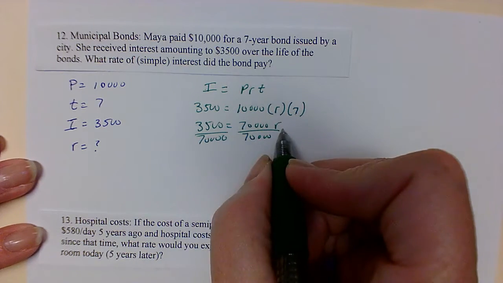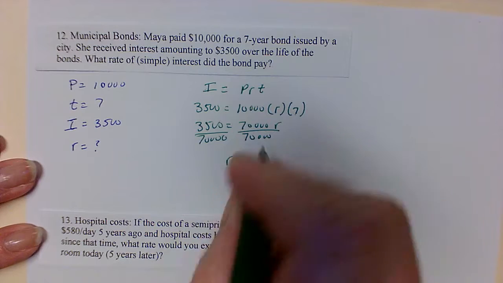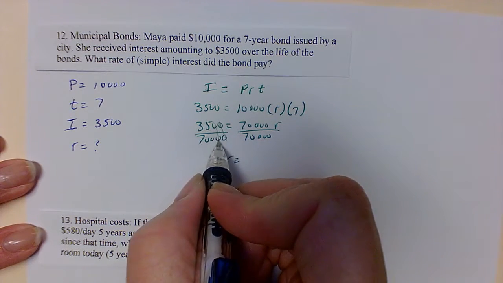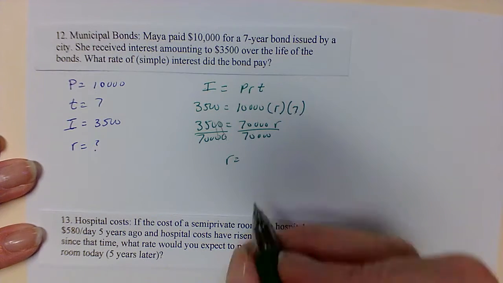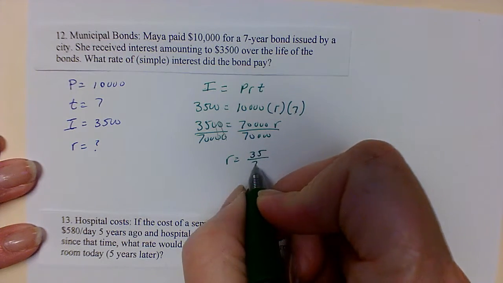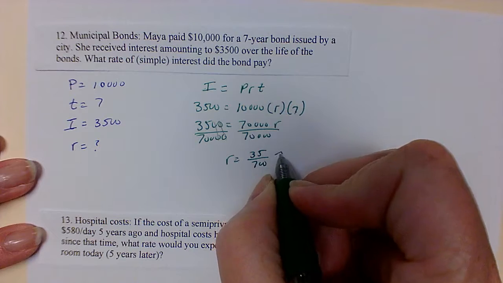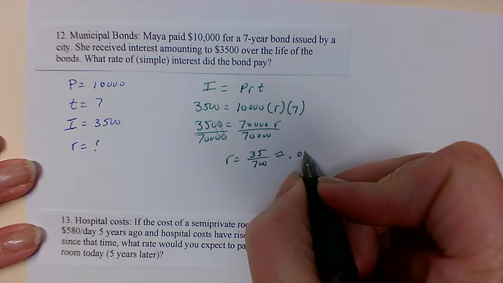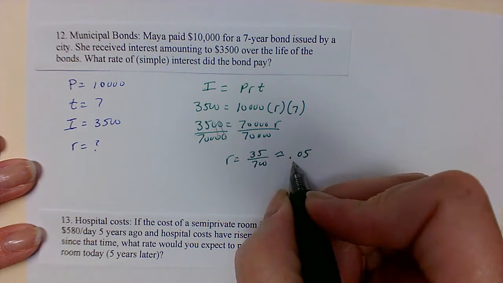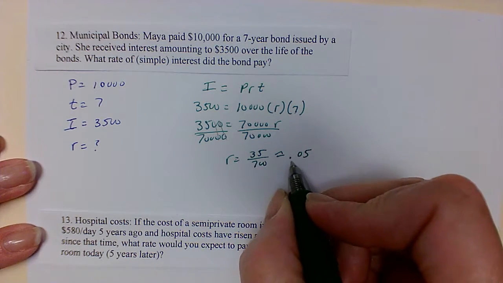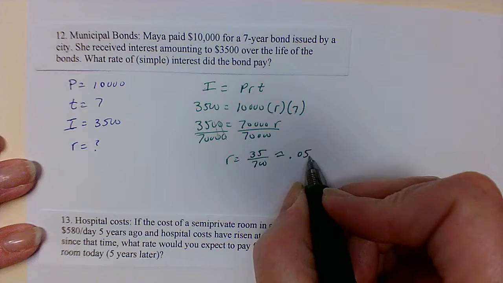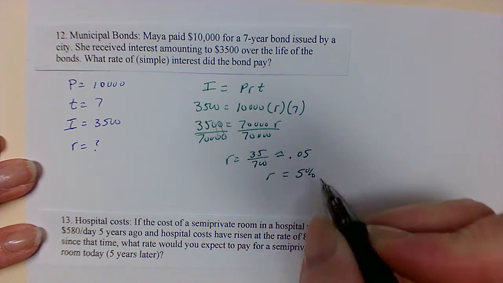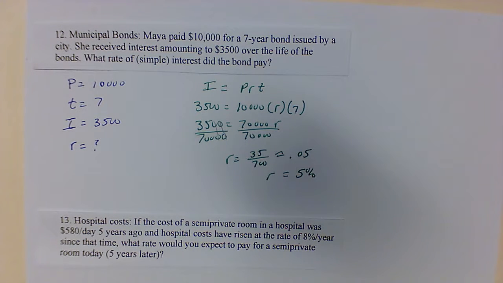So R will be equal to, and again, we can knock off some zeros, so we have 35 over 700. Plugging that into our calculator, that'll get us to 0.05. So remember, again, this is the decimal. We need to turn it into a percent, so move the decimal place over 2, and this will equal 5%. So our rate is going to be a 5% interest.